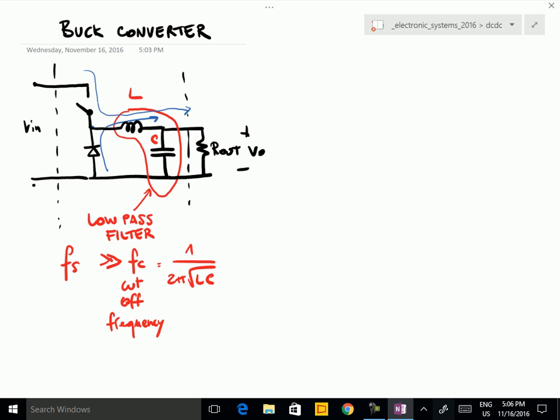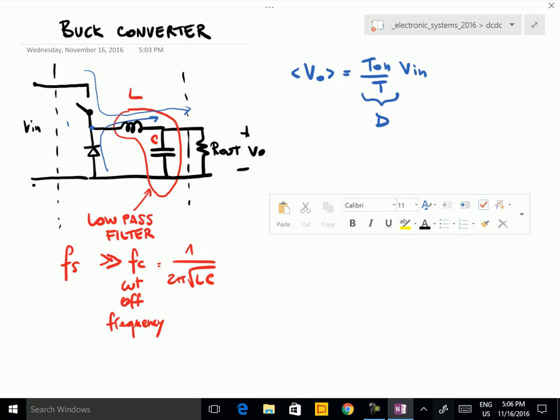So again, the operation is completely identical to what we have said before. The output voltage on average is T on over T times V in. This is the duty cycle, but in this case the output voltage is much closer to a completely constant quantity.